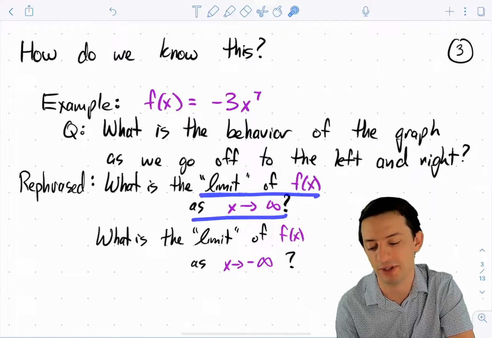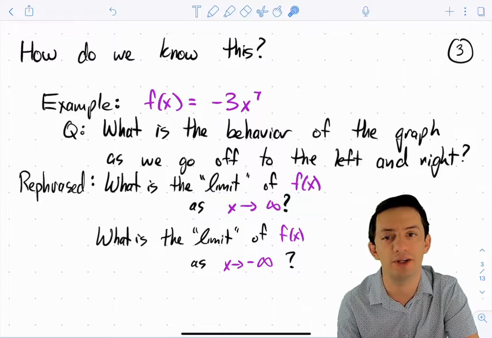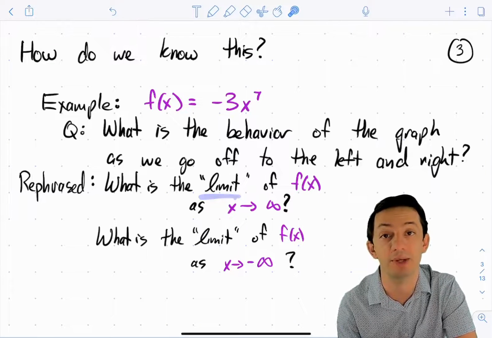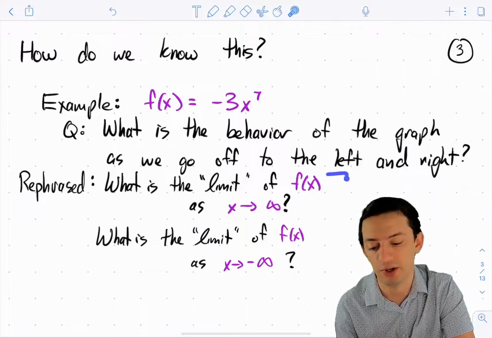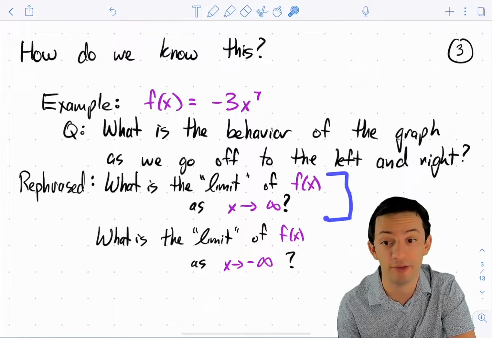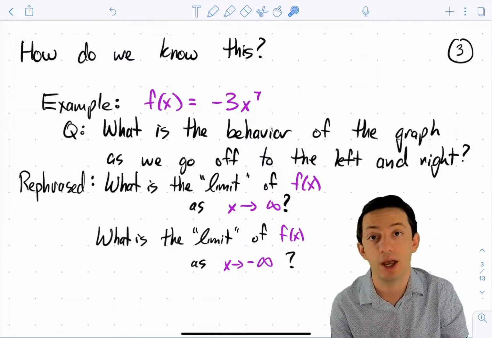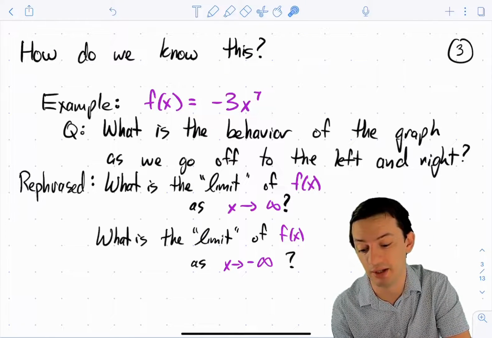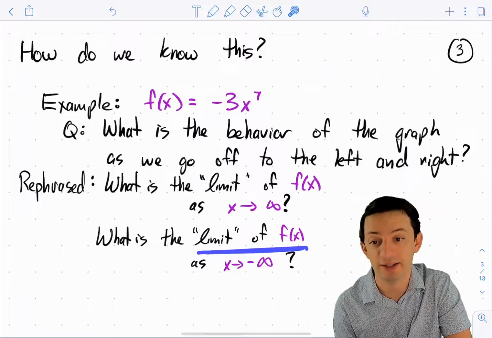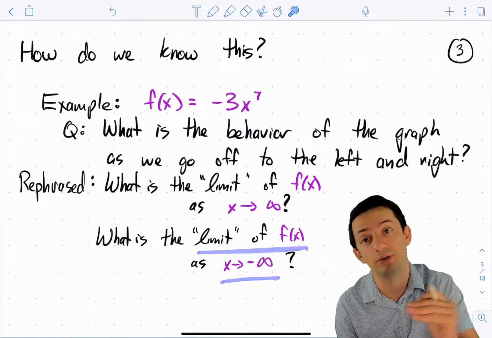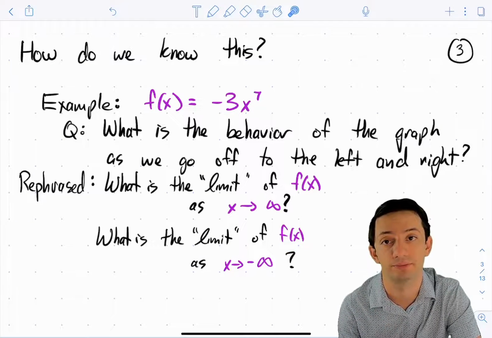So this arrow here says x goes to infinity. And when we say limit, we really mean behavior. So this is another way to phrase the question: what happens to f as x goes off to infinity? That means off to the right really far. And on the left-hand side, we could ask, what is the limit of f? So what's the behavior as x goes off to negative infinity? That means going really far to the left.